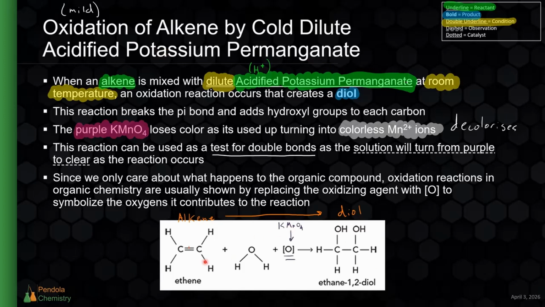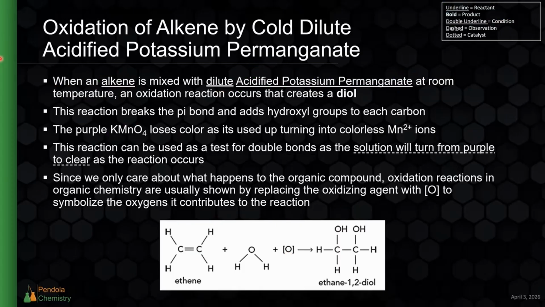So the reaction of alkenes with cold dilute acidified potassium permanganate is going to give us a diol. We're going to break the pi bond of the double bond and put two hydroxyls, one on each carbon, and that creates a diol. So for example, ethene would create ethane-1,2-diol. Now this is one of the two oxidation reactions.